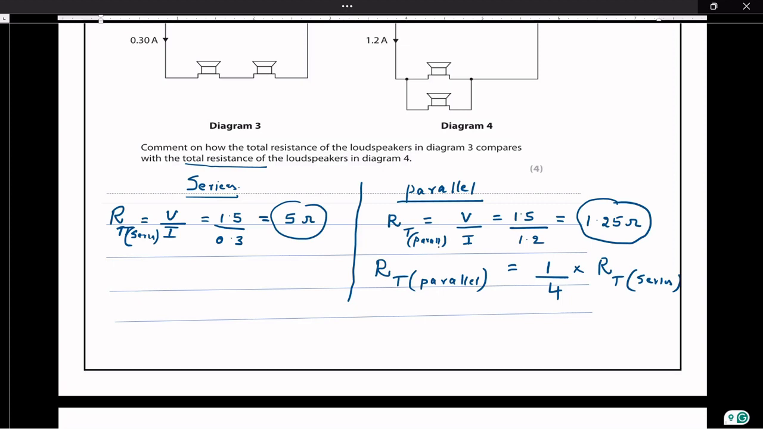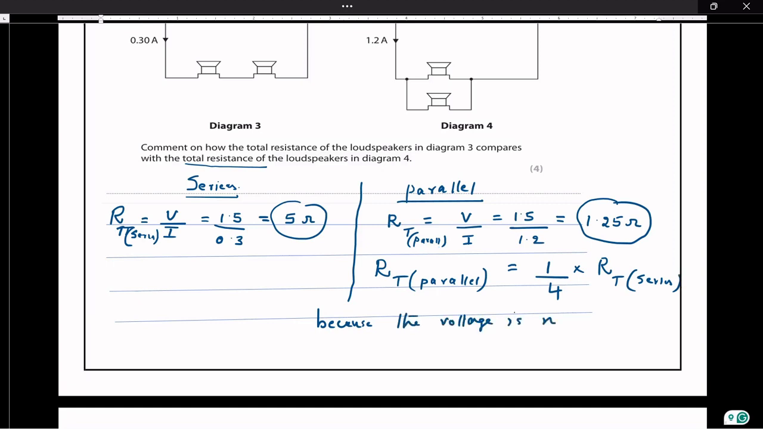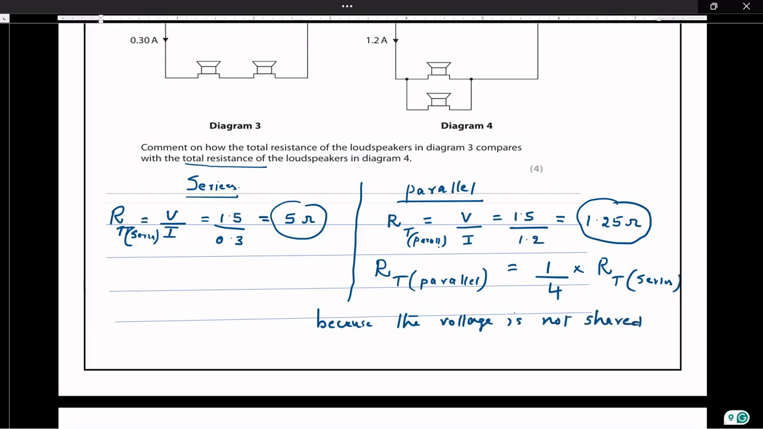in a parallel combination, the voltage is not shared. We know that in a parallel combination, across each parallel branch, the same voltage will appear. So, because the voltage is not shared, the current is doubled.